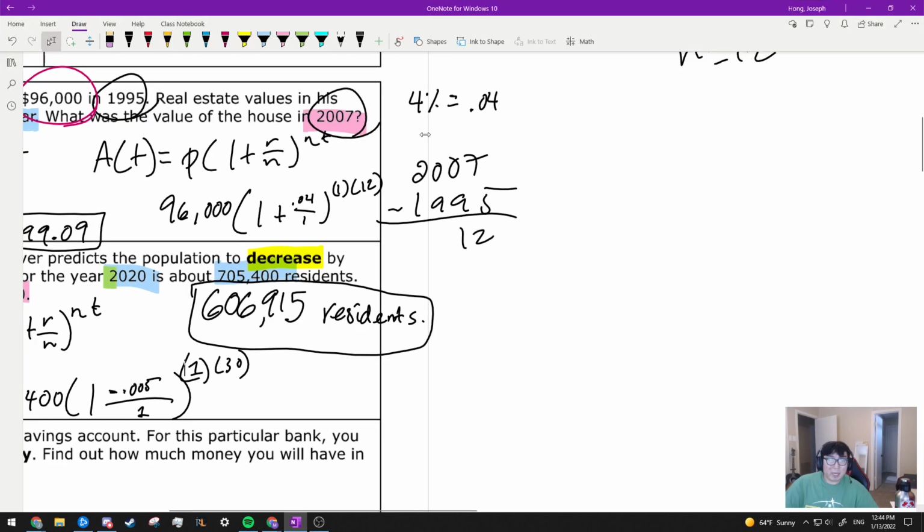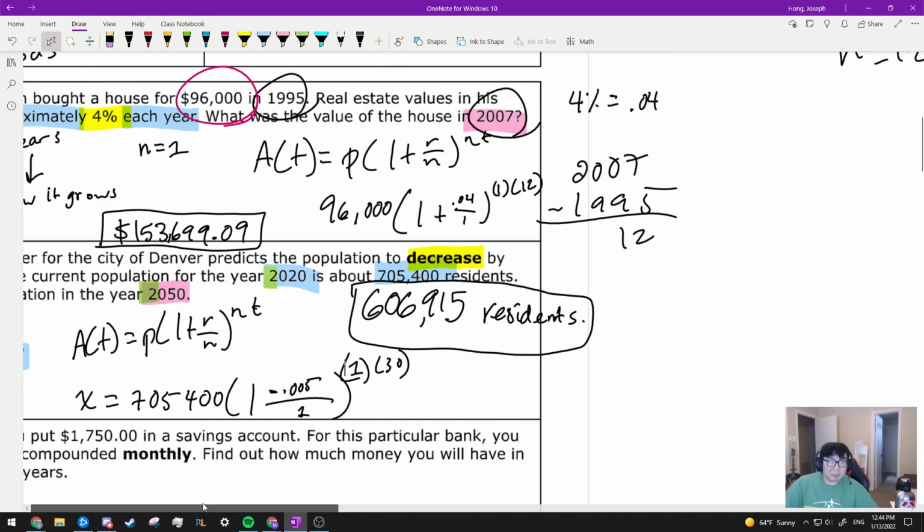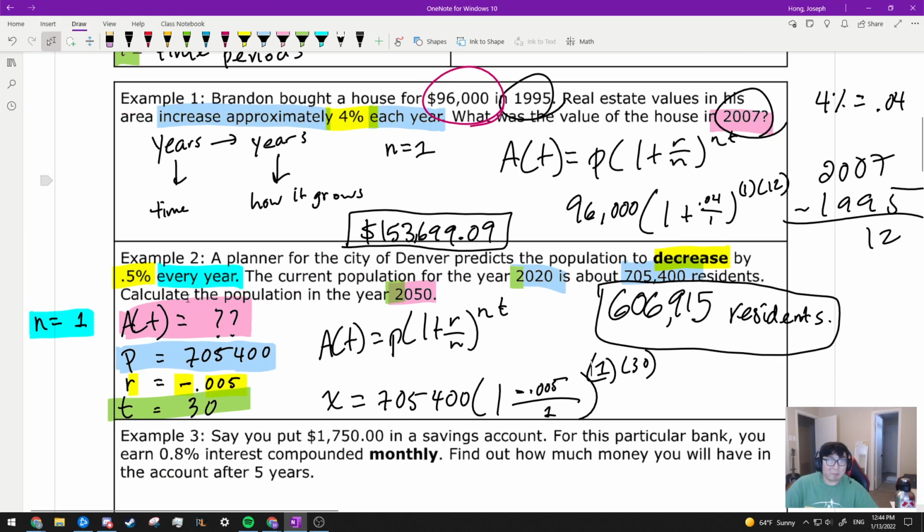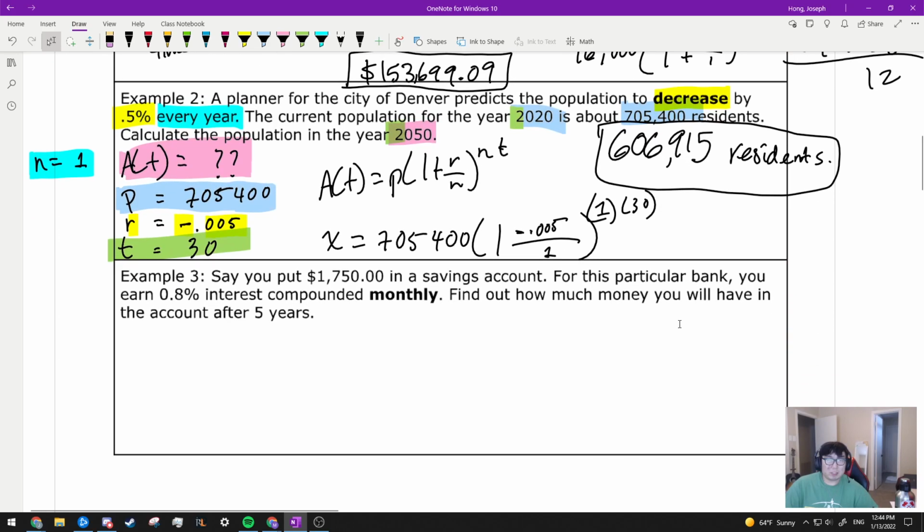So if the pattern stayed the same, so every single year we lost 0.5% of people for the population of the city of Denver, from 700,000 people, they would lose 100,000 people to here. So it makes a lot of sense.